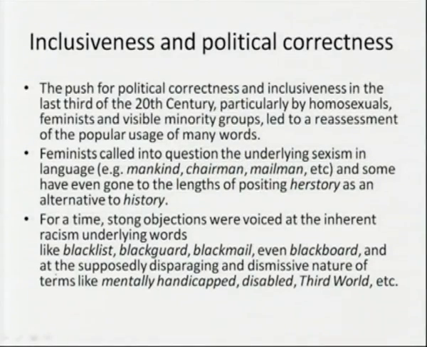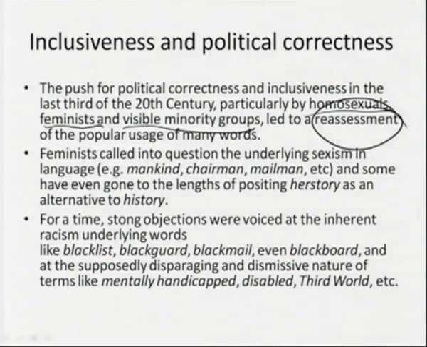The push for political correctness and inclusiveness in the last third, sorry, of the 20th century, particularly by homosexuals, feminists, and visible minority groups, led to a reassessment of the popular usage of many words. This is very important, as difference, whether it is a sexual difference, whether it is difference as far as various issues of culture are concerned, one of the hallmarks of modernity is, of course, to accommodate, if not to accommodate, at least to recognize the heterogeneity in culture, in sexuality.